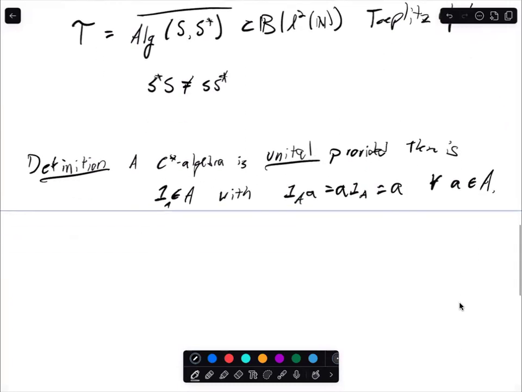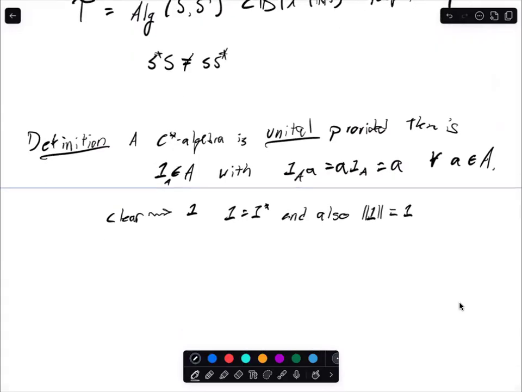Okay. From this, it should be rather clear that 1 has the property that 1 is its own adjoint, and also 1 has norm 1. This follows from the definition of it being a unit, right? Just compare 1 times 1 star is equal to 1 star.